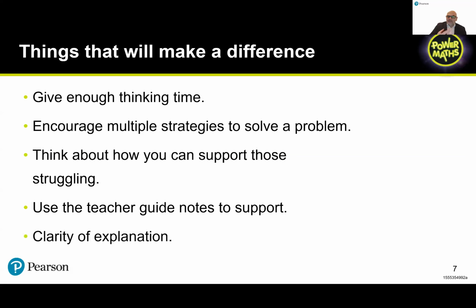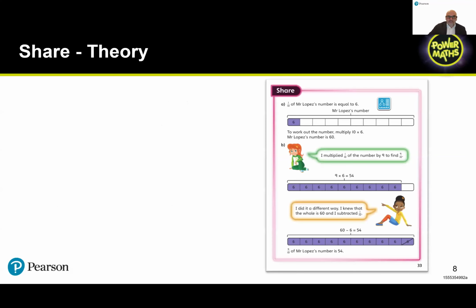And finally, for me, one of the biggest things where Discover's done well compared to other places, and Share, is where there's that real clarity of explanation, ensuring that it's efficient, ensuring that it's clear, ensuring that all children get and can follow the steps. Really, that's where you want to get by the end of it. So that's Discover theory. I'll just talk a tiny bit about Share.